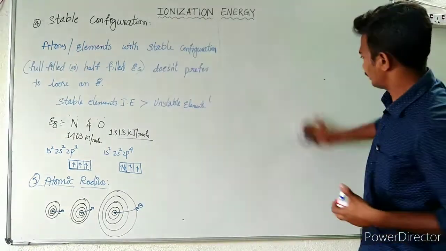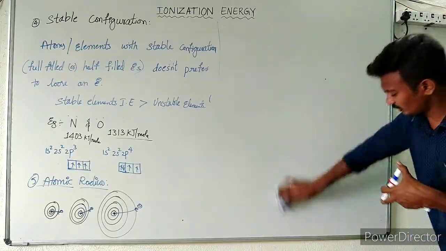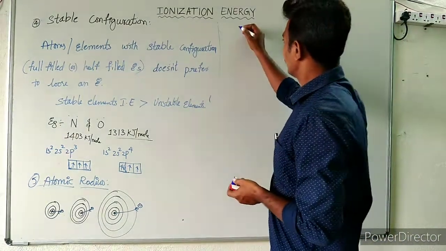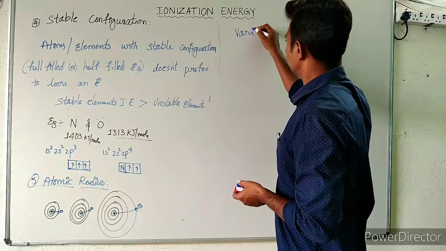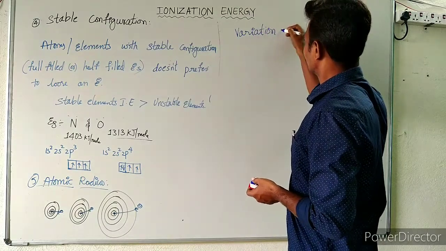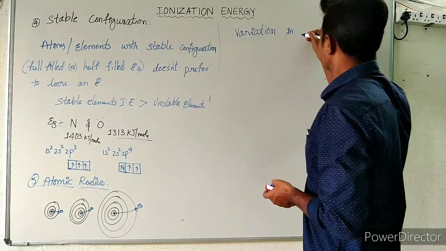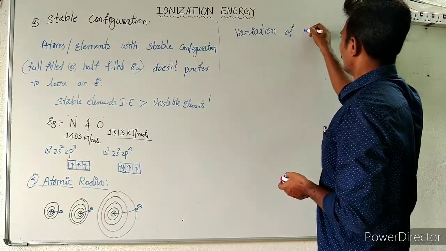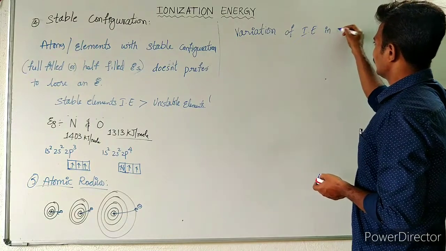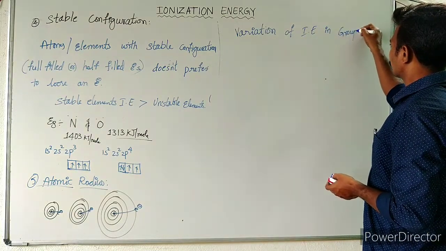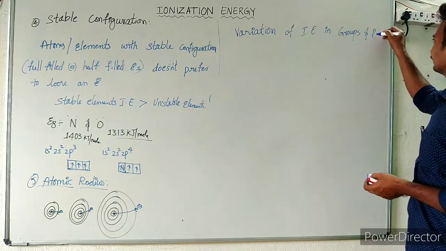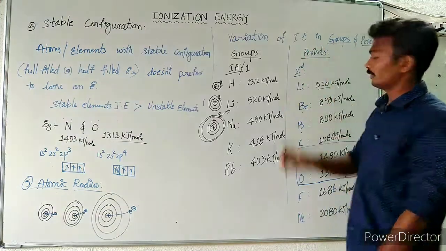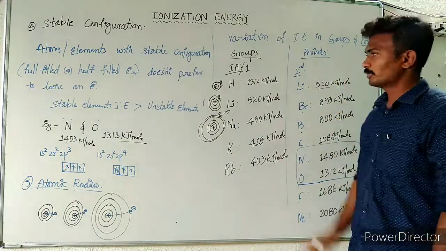Let us see now, because this is very important. We need to compare the ionization energies in the groups and in the periods. Now, variation of ionization energy in groups and periods. How is it going in the variation of ionization energy in groups and periods?